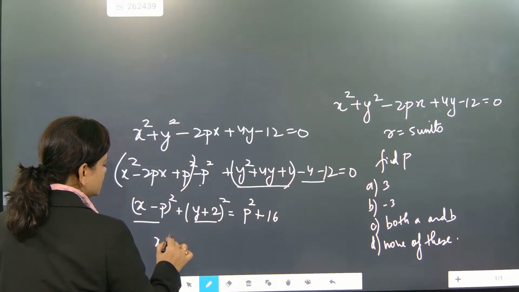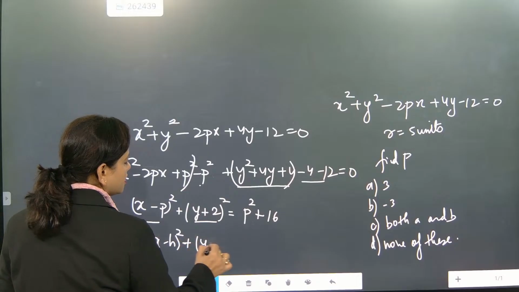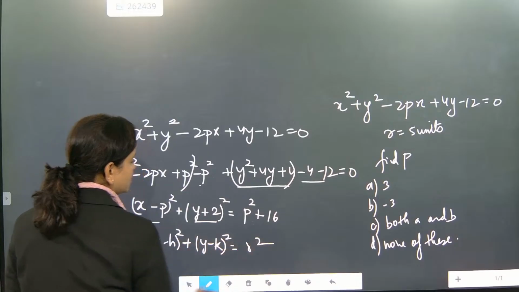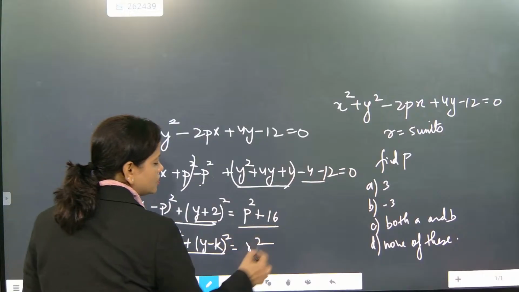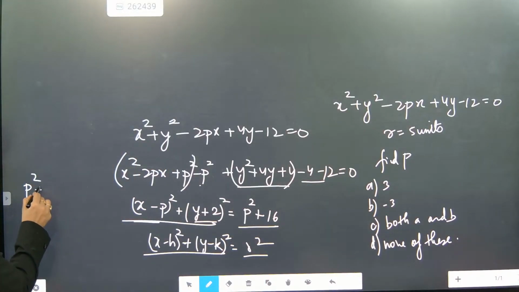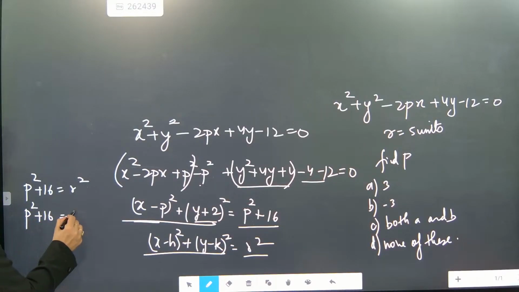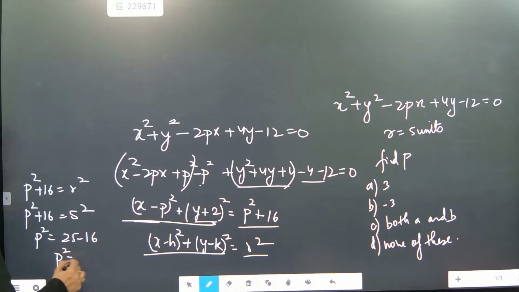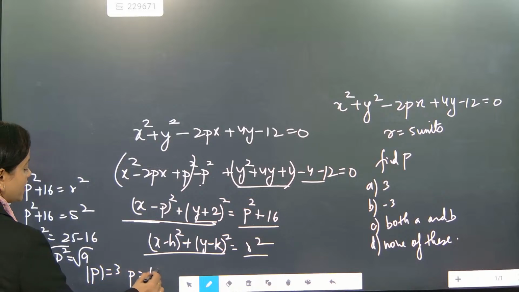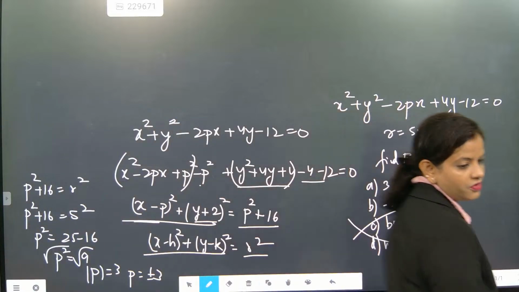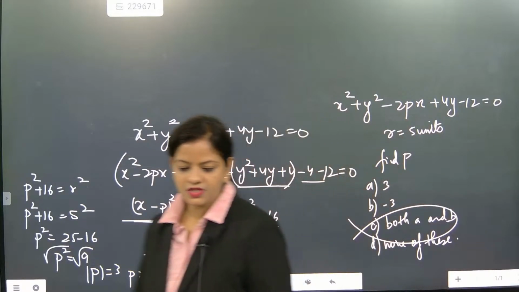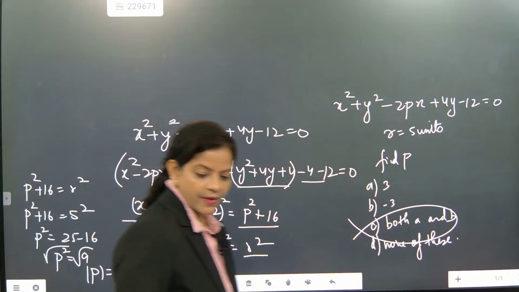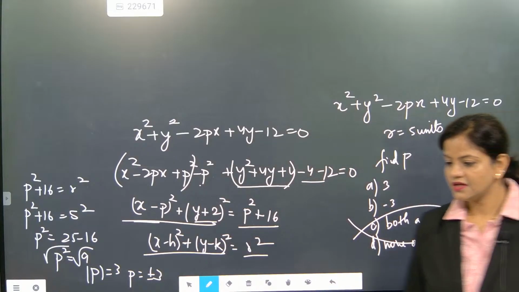So the standard equation of the circle, let's have a quick checklist. This part and this part remain the same, so this will be equal to this. So p square plus 16 is equal to radius square. The radius square is 5 square, so p square is 25 minus 16. P square is 9. Take root, so modulus of p is equal to 3. So p is plus minus 3. So the answer is both A and B. Yes, absolutely correct. It's an easy one.